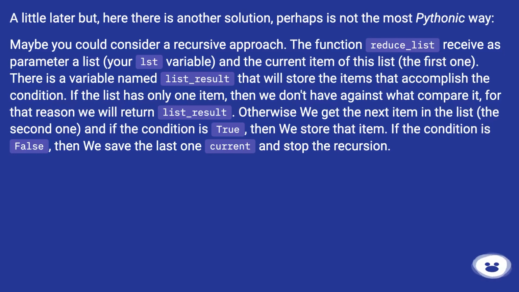If the list has only one item, then we don't have anything to compare it against. For that reason we will return list_result. Otherwise we get the next item in the list, the second one, and if the condition is true, then we store that item. If the condition is false, then we save the last current and stop the recursion.